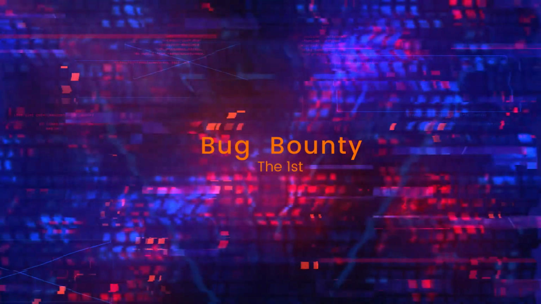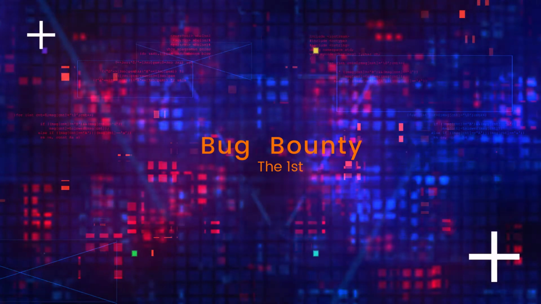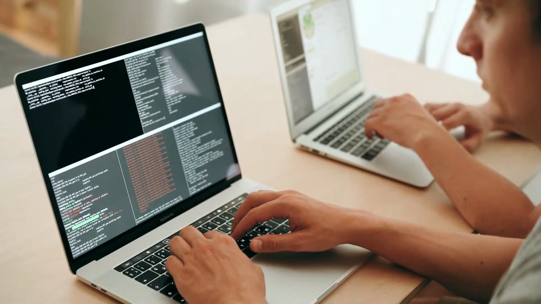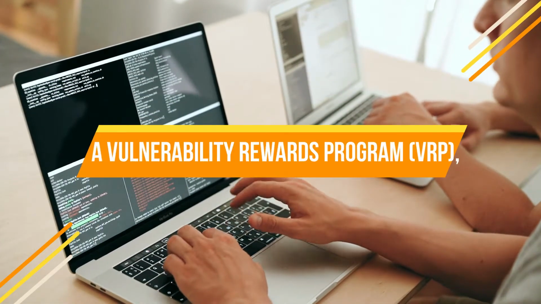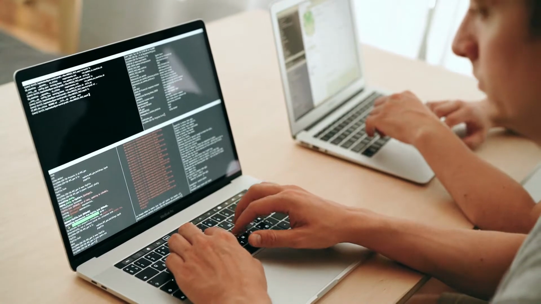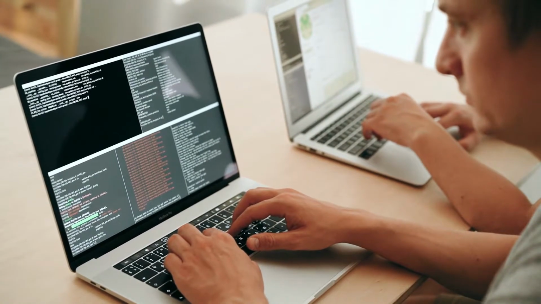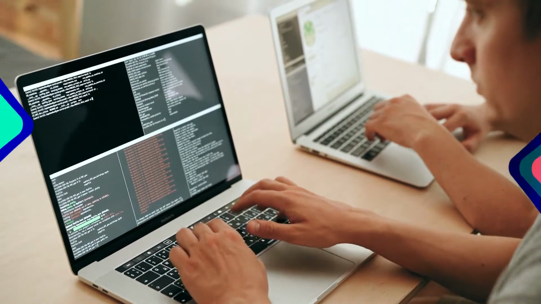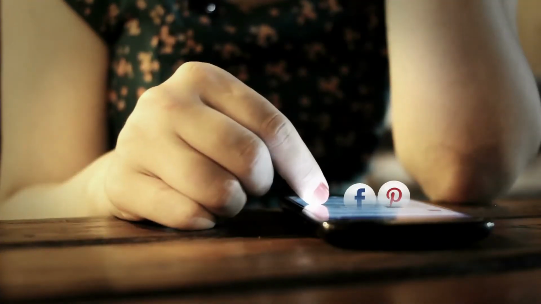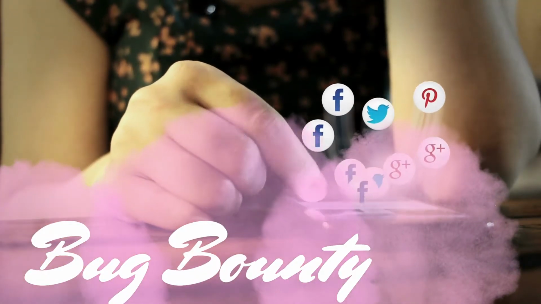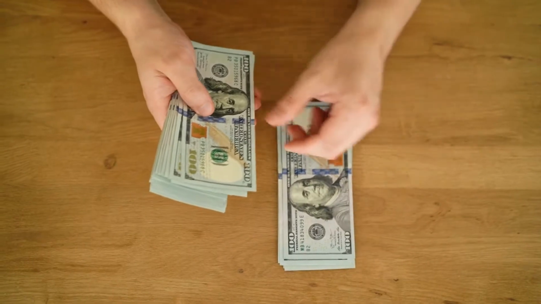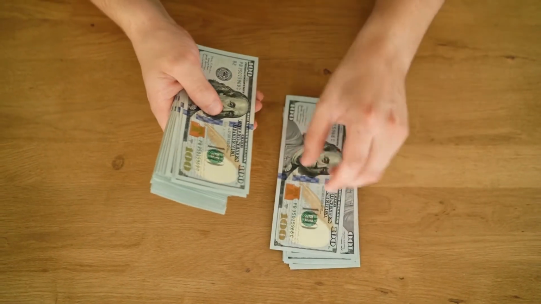The first way to make money with hacking is bug bounty. A bug bounty program, also called a vulnerability rewards program, is a crowdsourcing initiative that rewards individuals for discovering and reporting software bugs. One of the main ways ethical hackers make money is bug bounty programs. These are where companies give cash prizes for hackers to discover weaknesses in their products and expose them.